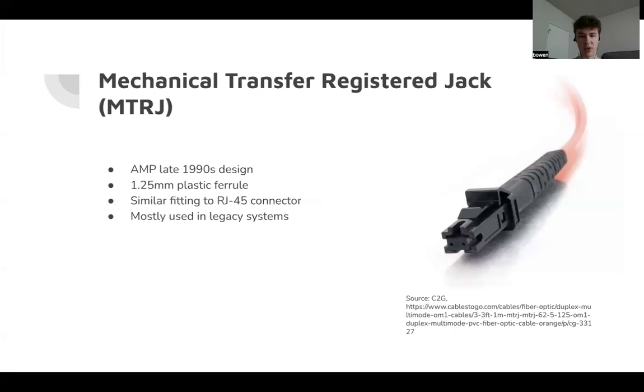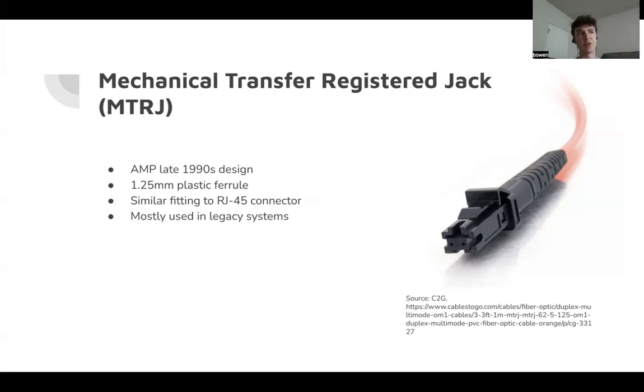And then next is the MTRJ, the Mechanical Transfer Register Jack. This one was made by AMP in the 1990s. It's one of the first to have the development of shrinking the ferrule down to 1.25 millimeters, although this one's plastic instead of ceramic.